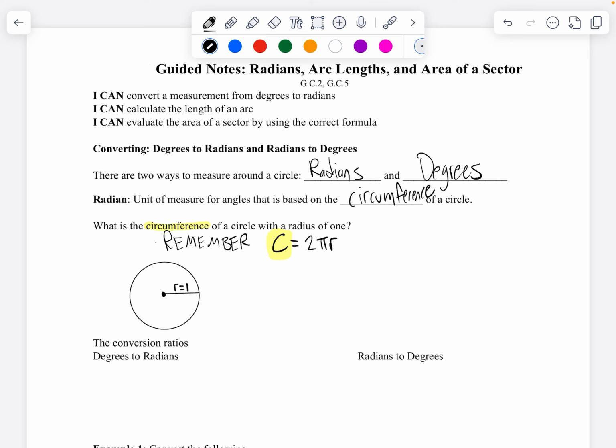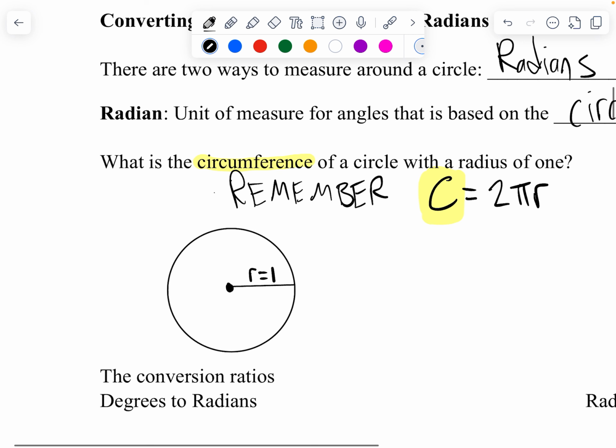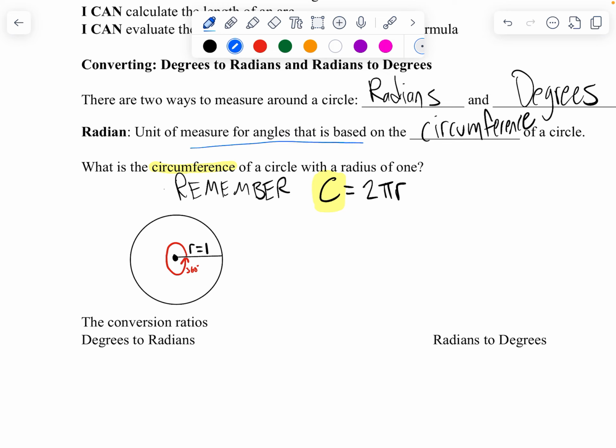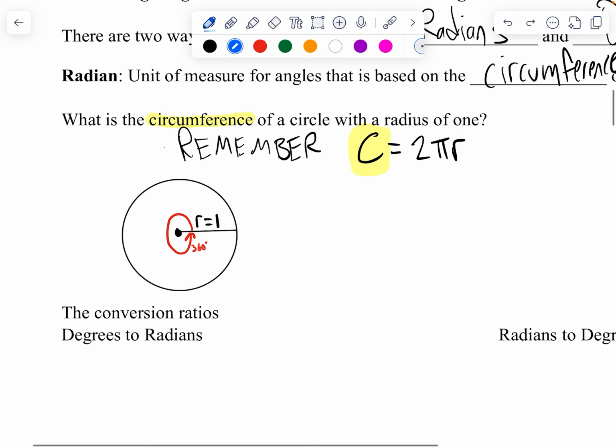But radians and degrees both measure how far around a circle you've gone. Degrees measure it with the central angle, right? Going all the way around a circle is 360 degrees. Radians measure the angle by looking at how much of the circumference of the circle you've covered. So, for example, for a circle with radius 1, remember the formula for circumference is circumference equals 2 pi times the radius. With a radius of 1, you just plug 1 in, and the circumference is 2 pi.